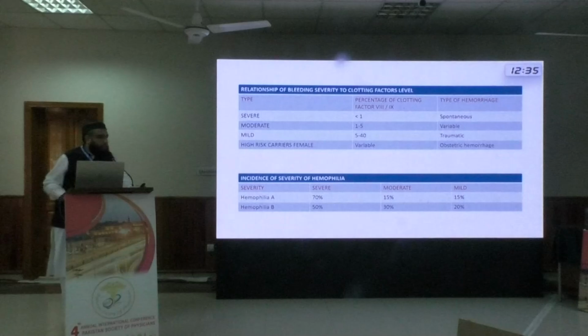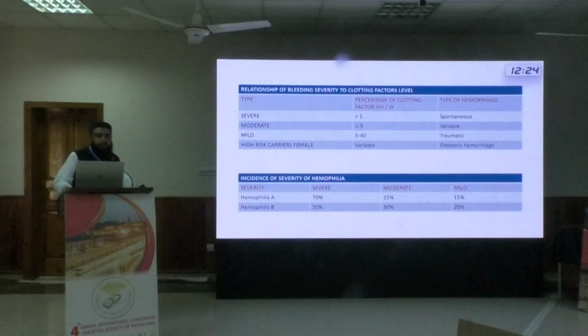If we talk about the severity of hemophilia, 70% of hemophilia A cases are severe, while moderate and mild are 15% each. In hemophilia B, 50% of cases are severe, and mild and moderate together are equal to the severe hemophilia B. So severity is more in hemophilia A.